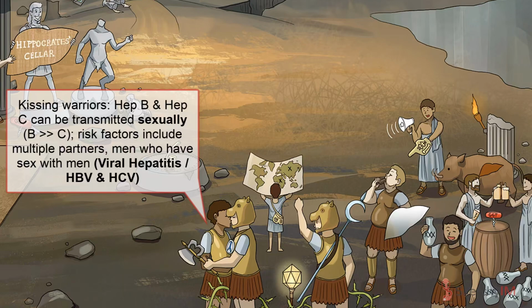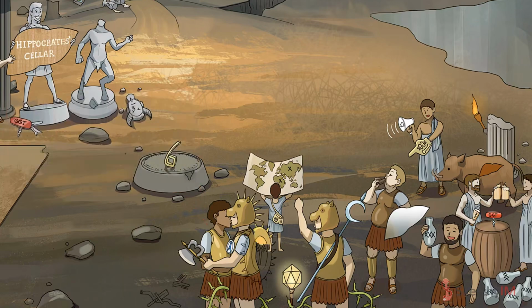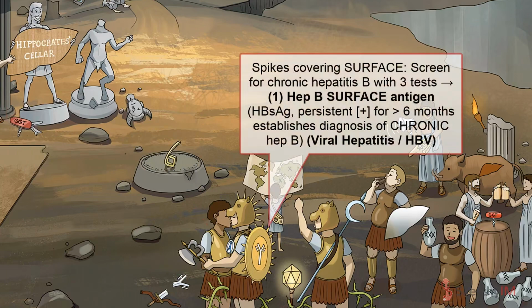Now that we've established the risk factors, how do we test for these viruses? Screen for chronic hepatitis B by ordering 3 tests. First, Hep B surface antigen, represented by the spikes adorning the surface of this warrior's armor and shield. A positive surface antigen indicates active infection, acute or chronic. As we mentioned earlier, this test is also used to determine the chronicity of the infection. Specifically, a positive test for more than 6 months established the diagnosis of chronic Hep B.